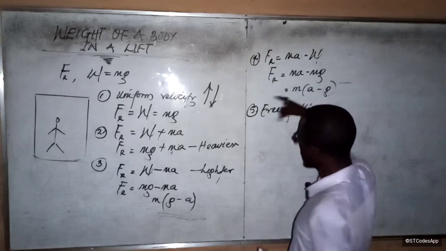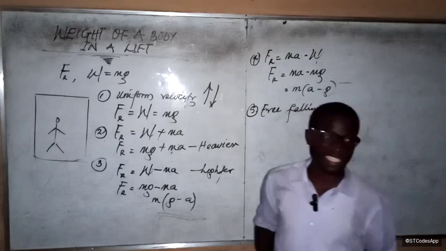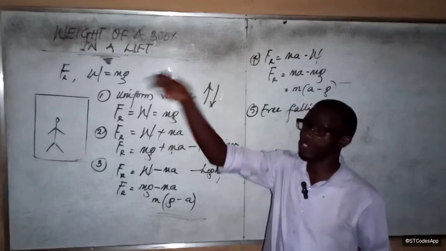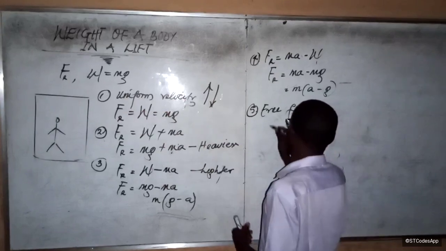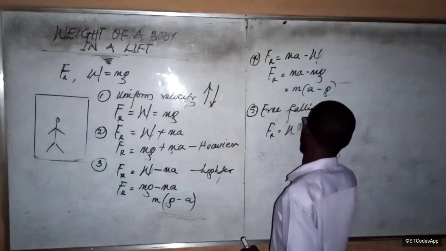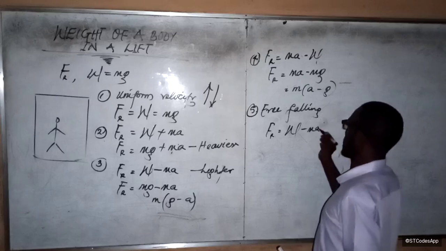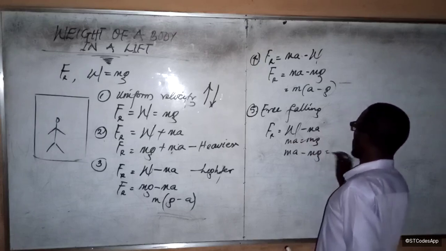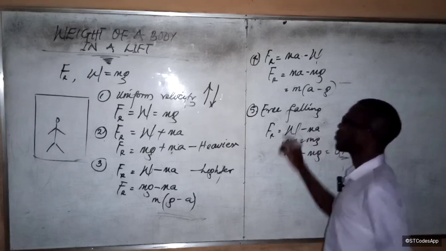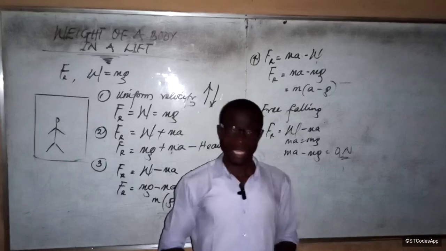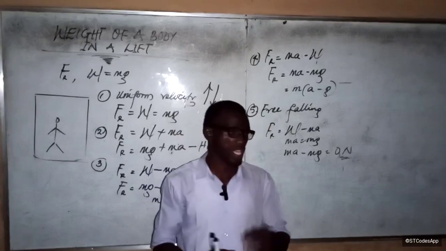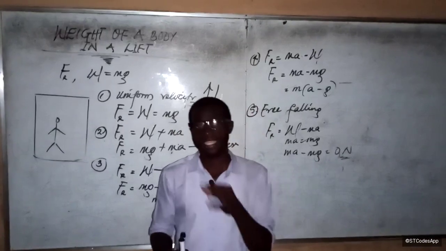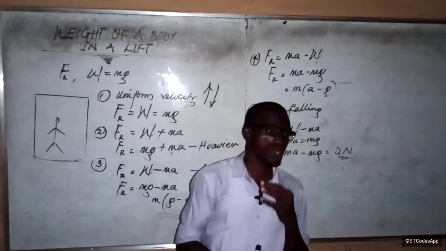It's because the acceleration by which it comes down is equal to that due to gravity. So FR will be equal to W minus ma, and ma will be equal to mg. So ma minus mg here will be equal to 0. So the body will feel weightless. Is that okay? The reason why the body will feel weightless is because the lift is coming down with an acceleration just equal to that due to gravity.